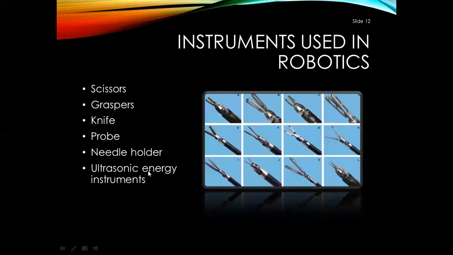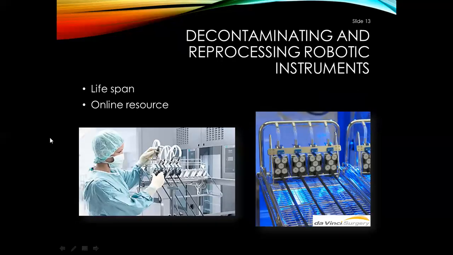Instruments used in robots, and I'll go over those in a minute. If you look at figure 22-24 in your book, it gives you some of the various instruments, but they're the same as minimally invasive, just long and set up for a robot. So it can have a 360-degree wrist-like action in the ends. You can have scissors, graspers, knife, probe, needle holder, ultrasonic energy instruments. Those are all part of robotic instrumentation.